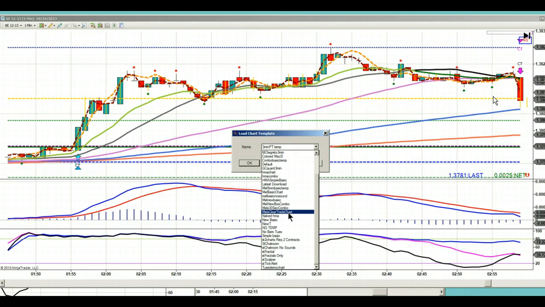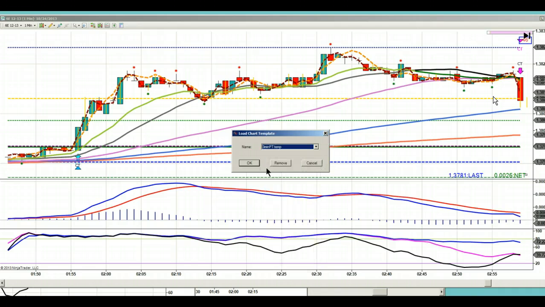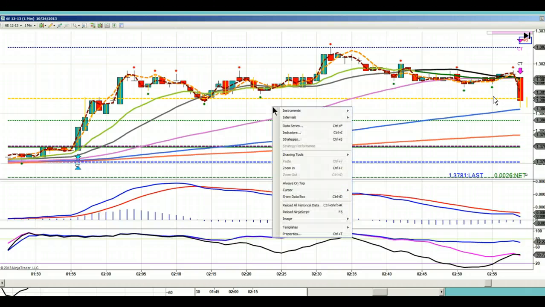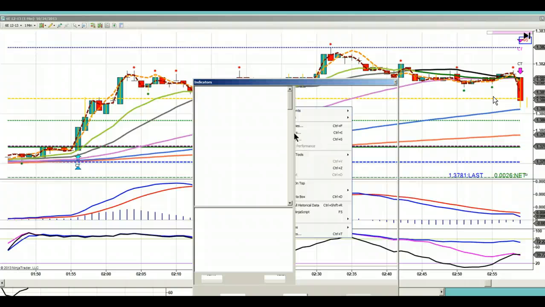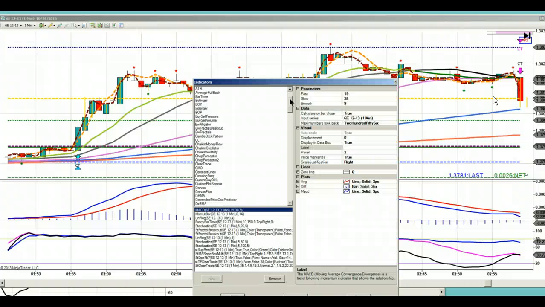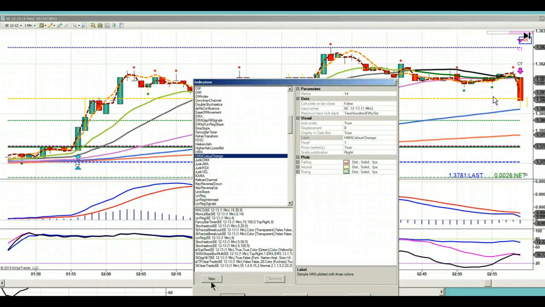So I've loaded this Mel's Clear Trade Chart, and I'm going to show you a couple of the arrows that you're going to use really quickly. Now you can, as I said, notice there's no HMA color change. So you can go in here on the top, if you right click on your chart, go to indicators, and just quickly add your HMA color change over here under H. Make sure you use the color change, not the HMA, right?